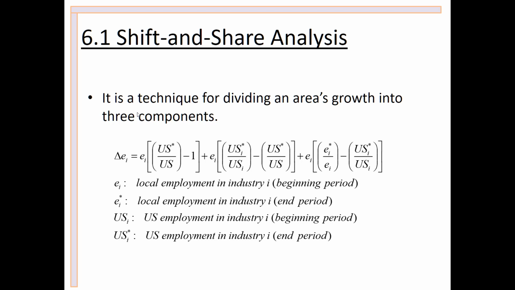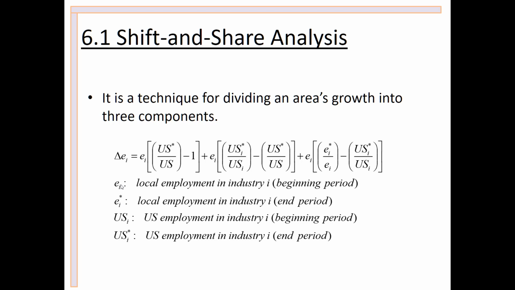Shift and share analysis is a technique for dividing an area's growth into three components. So here's the formula. Delta EI. EI is local employment in industry I, beginning of the period. EI star, on the other hand, is local employment in industry I at the end of the period. So there are two types of variable. Those without a star reflect the level of the variable in the beginning of the period, and those with a star reflect the level of the variable in the end of the period.